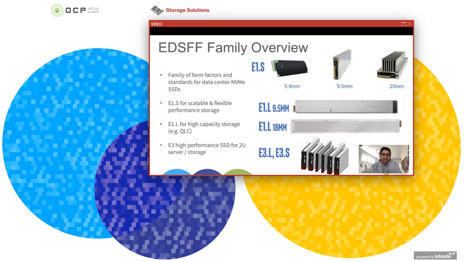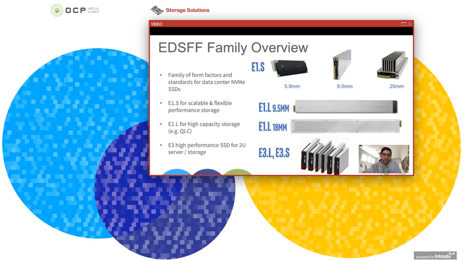E1.L is all about scalable storage and high capacity storage, so optimizing capacity per drive and capacity per rack unit to really deliver the best total cost of ownership for large capacity SSDs. And then if you look at E3, this is really the standard 2U form factor for EDSFF. And we're not going to talk a lot about it today.